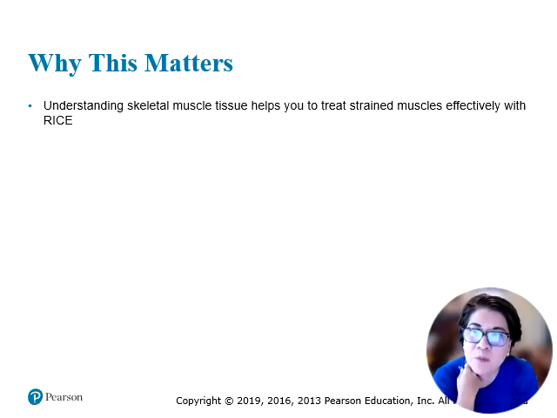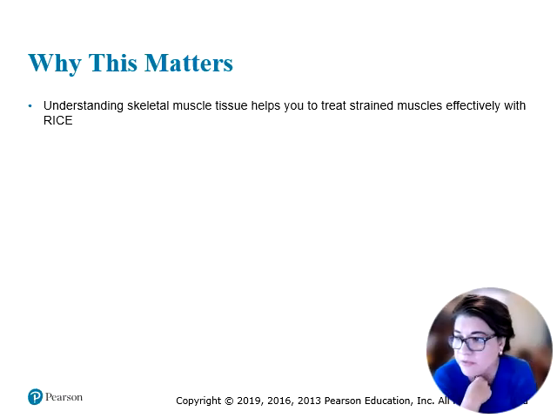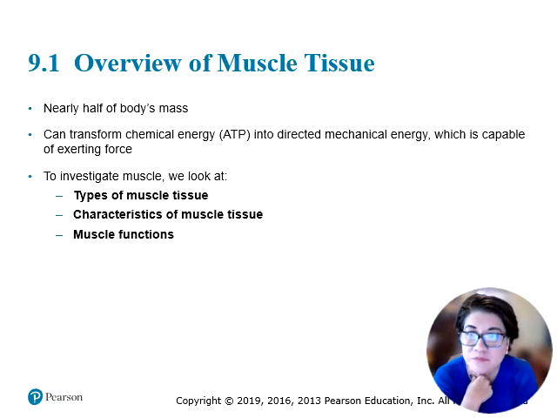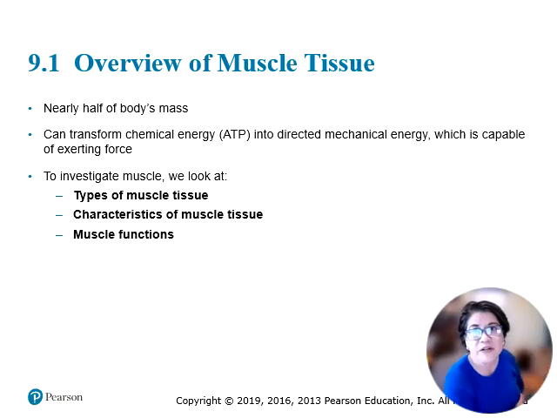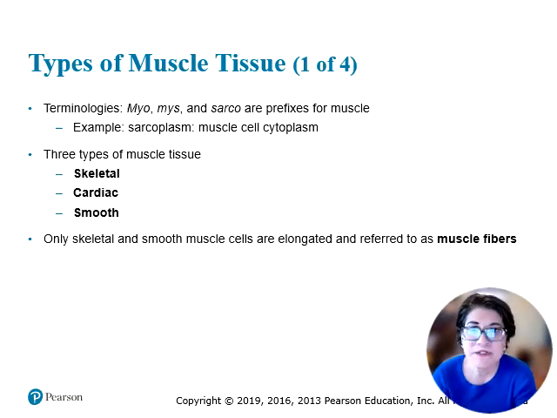Okay, so we're going to learn how muscles work, and this will help us understand what happens when they're strained. Muscles, depending on the person, are nearly half of our mass, and they use a ton of ATP because they are converting energy. So we're going to look at types of muscles, characteristics of muscles, and how they contract.